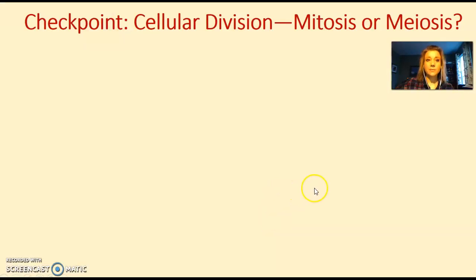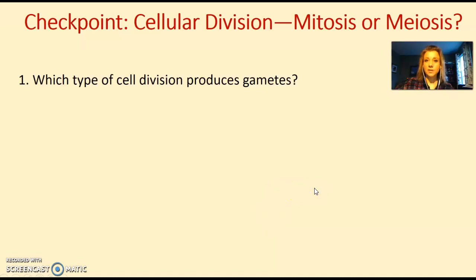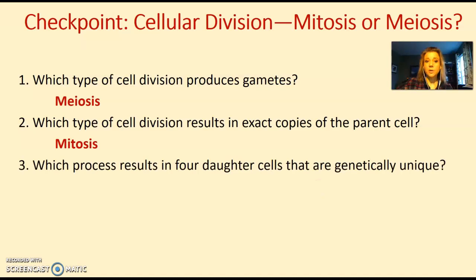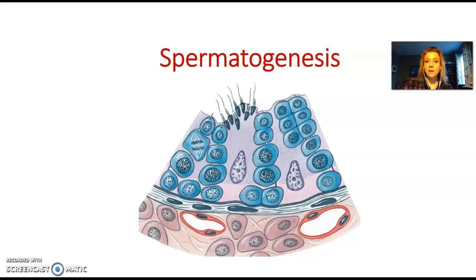All right, let's see what you remember here. Which type of cellular division produces gametes, mitosis or meiosis? Your answer, meiosis. Which type of cell division results in exact copies of the parent cell? Your answer, mitosis. And 3. Which process results in 4 daughter cells that are genetically unique? Your answer, meiosis.